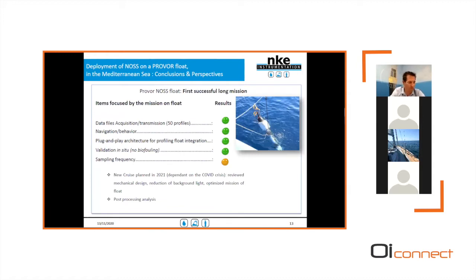So what can we say about the proof of the NOSE float and this mission? It's the first successful long mission of the NOSE sensor on a profiling float. The items targeted by the mission on the float are presented in this table. We have very good results. We acquired all data files, and all transmissions were realized. We have good navigation and behavior of the floats.